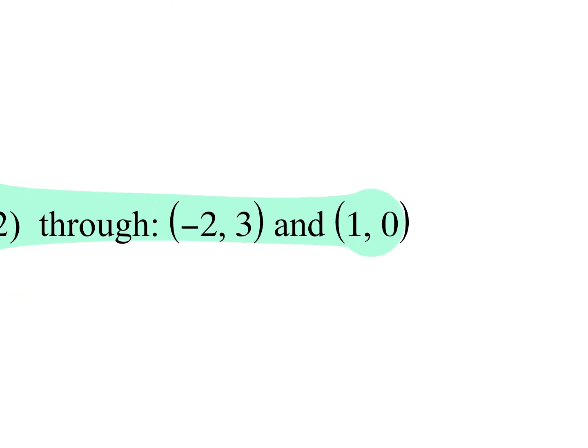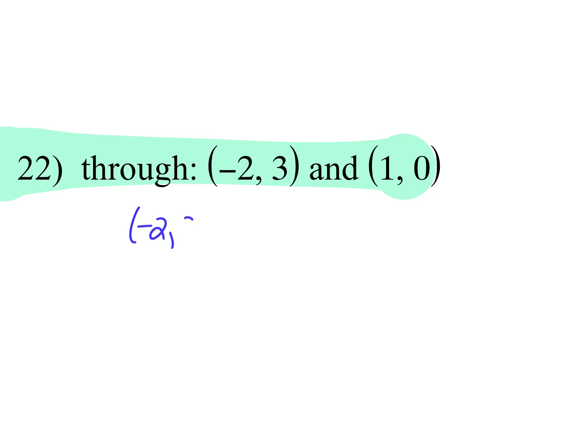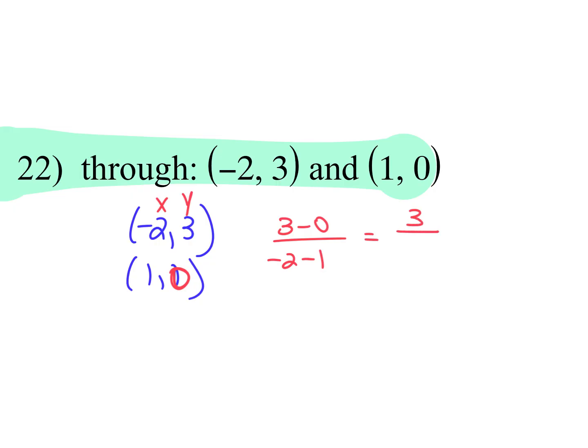What about here? Yes, sir. Yeah. So I'm going to write the 2 points on top of each other just to make my life a little easier. Minimize any mistakes I might make. Here's x and y. Which y do you guys want to start with? Okay, so 3 minus 0 on top. Then I have to start with what? -2 minus 1. What's 3 minus 0? 3. What's -2 minus 1? -3. So what does that simplify to? -1. Perfect.